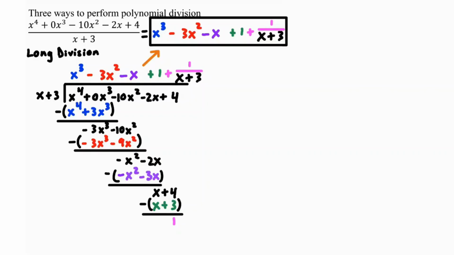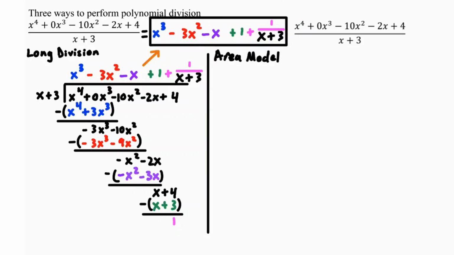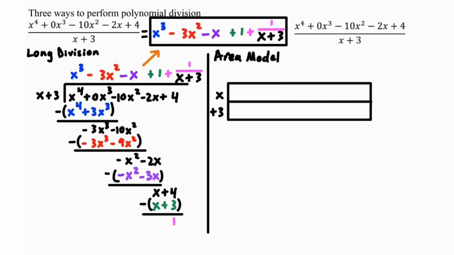The second way to perform polynomial division is the area model. Here's the task again. Since we're dividing by x plus 3, we're going to have a rectangle with these 2 rows with a side of x and positive 3. Inside the rectangle, we're going to have the numerator.